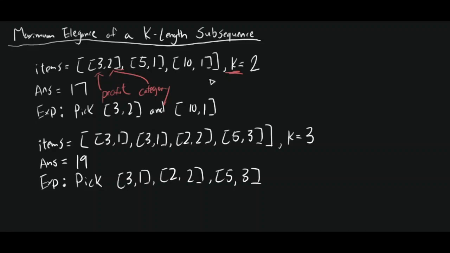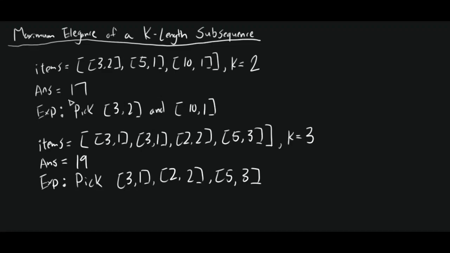Basically, the score will be the sum of profit for each element that you have picked, plus the number of distinct categories among the elements, and you apply a square on that distinct number.